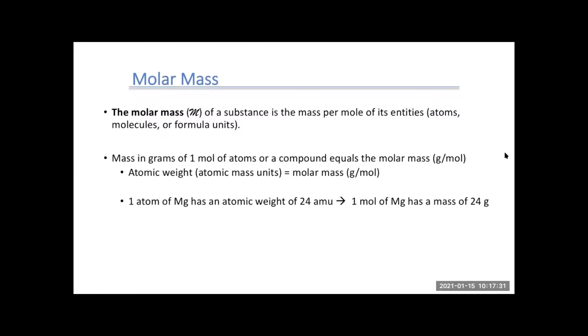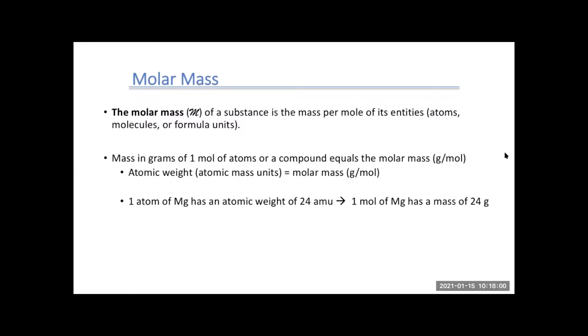So now looking a little closer at this molar mass idea, this grams per mole, that unit we were looking at earlier. The molar mass of a substance is the mass per mole of its entity. So the mass of the atoms, the mass of molecules, or the formula units. That's what the molar mass is. So the mass in grams of 1 mole of atoms or compound equals the molar mass, the grams per mole.